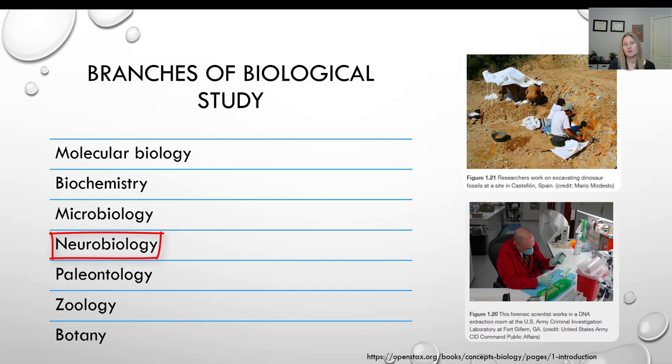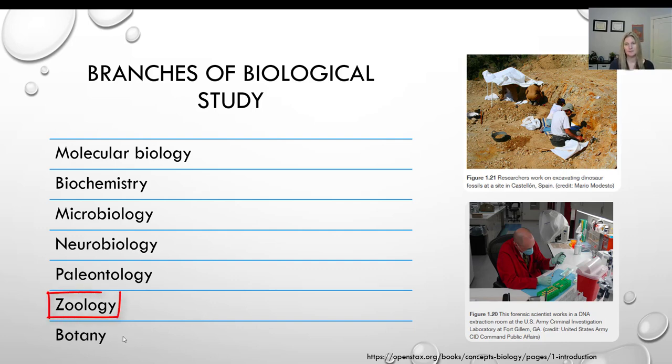Neurobiology is another branch of biology, which looks at the tissue, the nervous system, nervous tissue. So we could study neurons and their pathways, how that relates to communication within the brain, of processing information and things like that. So neurobiology is a study of biology. Paleontology, like our picture here, you can see those researchers are excavating dinosaur fossils. So in this case, paleontology is studying fossils, so organisms that existed in the past.